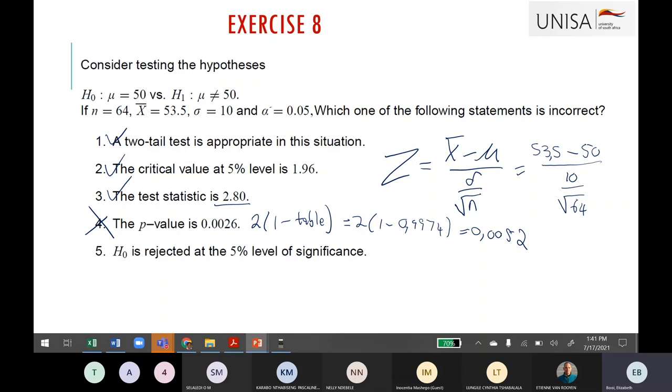If we use the p-value and alpha of 0.05, our p-value is 0.0052 and our alpha is 0.05. Is the p-value more than alpha? No, it is less than that. So our p-value is less than alpha. Therefore, we reject the null hypothesis, which means the statement is correct as well.